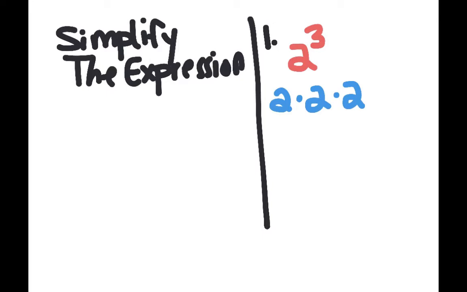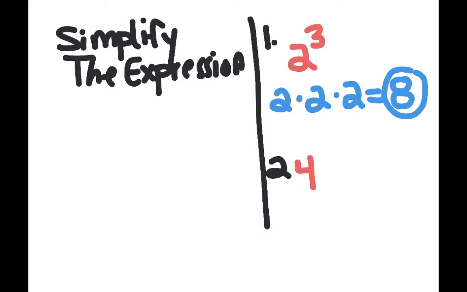Hey, I can do this. 2 times 2 is 4. 4 times 2 is 8. So that means 2 to the 3rd power simplified is 8. Awesome, let's do another one. Okay, here's the next expression I want you to write down. Let's do 4 to the 2nd power.